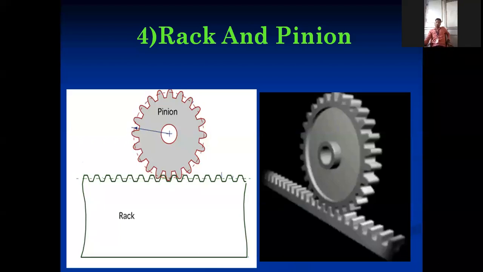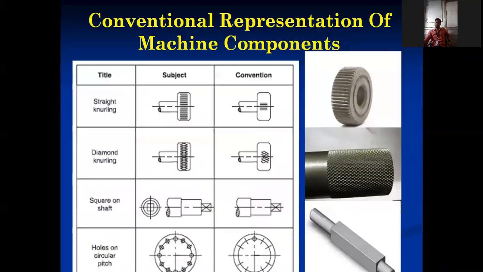Steering. Steering mechanism is the best example. Once we rotate the steering wheel, automatically this gear arrangement is provided so that this rotary motion is converted into translatory or linear. Up to that we have seen.